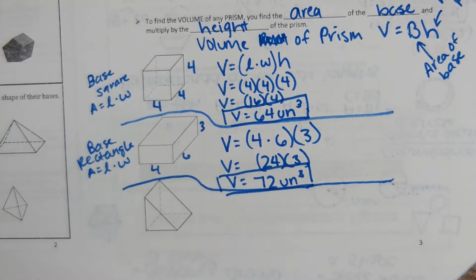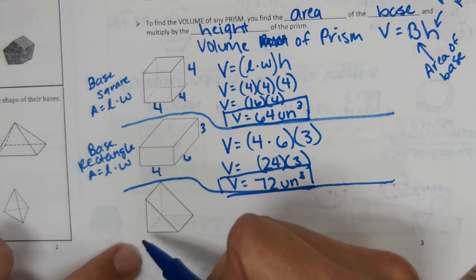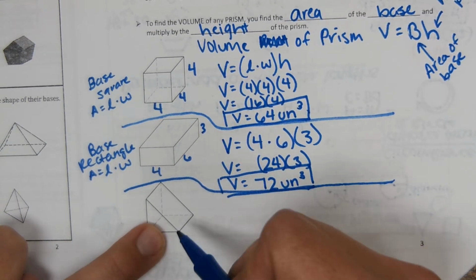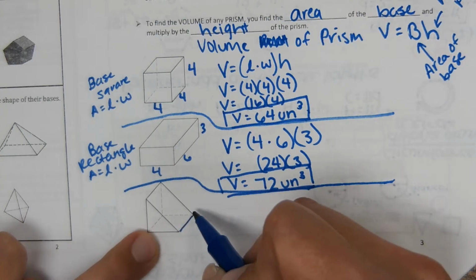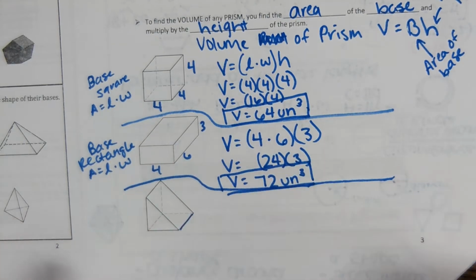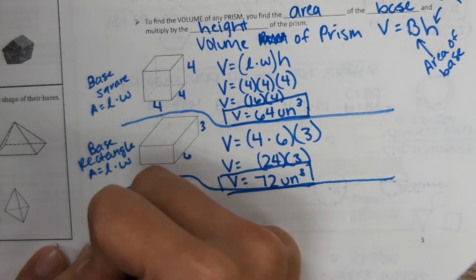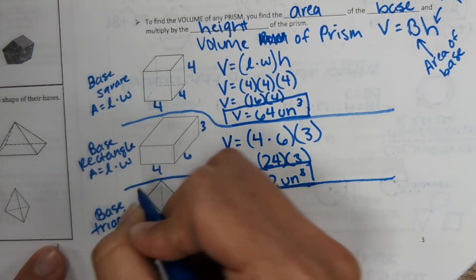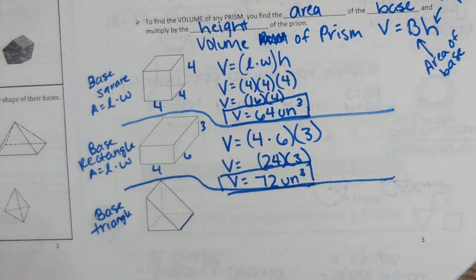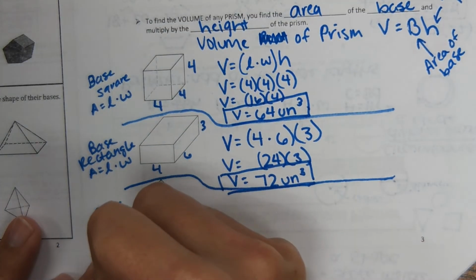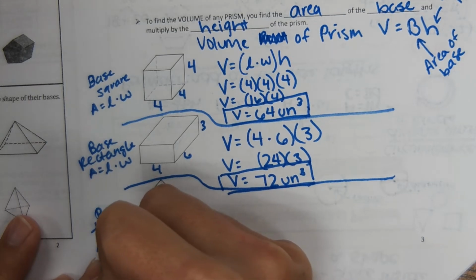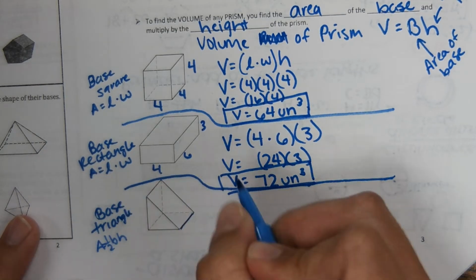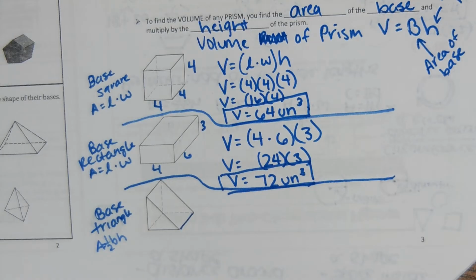The next one is a triangular prism. It has a triangle base, and then the height would be right here. So we'll find the area of the triangle. So the base now is a triangle. And the area of a triangle is 1/2 base times height of the triangle. Area equals 1/2 base times height of that triangle.